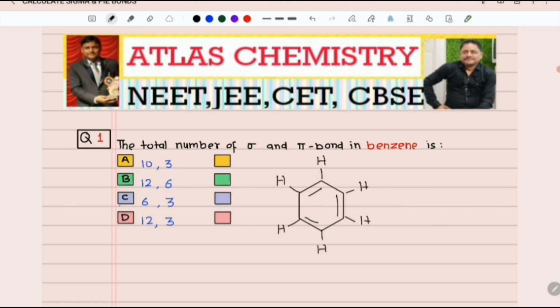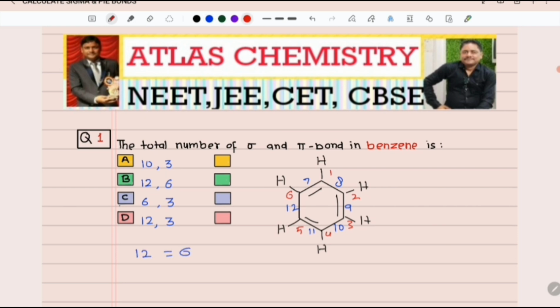So hydrogen atom bonded by single bond, that is sigma bond. So there is 1 sigma bond, 2 sigma bond, 3 sigma bond, 4 sigma bond, 5 sigma bond, and 6 sigma bond. And in the ring there is 7, 8, 9, 10, 11, and 12. So there are 12 sigma bonds.